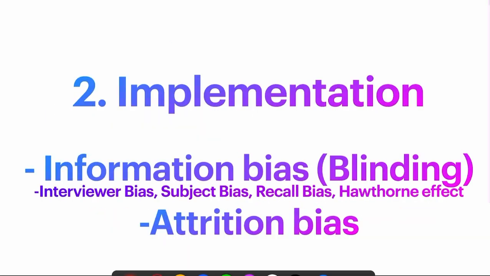Now during the implementation stage, the most common bias is the information bias, which can be eliminated by blinding. Interviewer bias, subject bias, recall bias, and Hawthorne effect are all subsets of information bias. While blinding can effectively reduce interviewer bias and subject bias, recall bias and Hawthorne effect cannot be reduced by blinding. Attrition bias is another bias which is important during the conduct of the research, that is due to the bias in the follow-up.